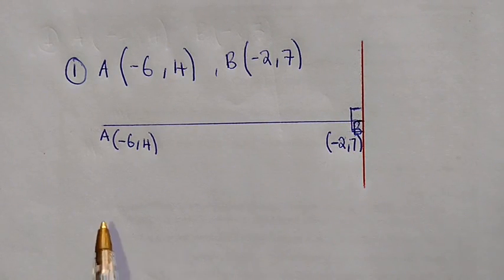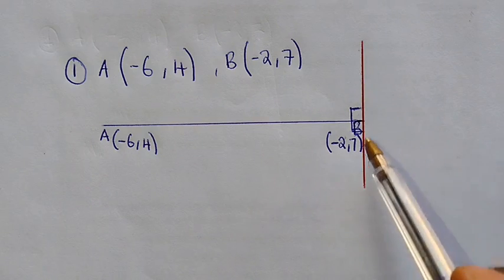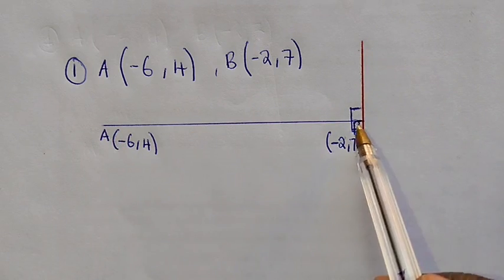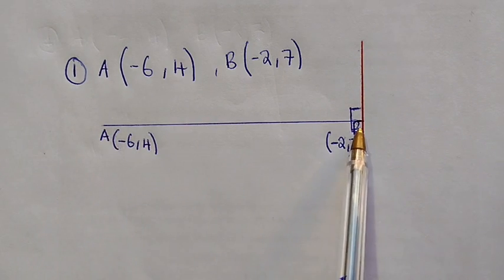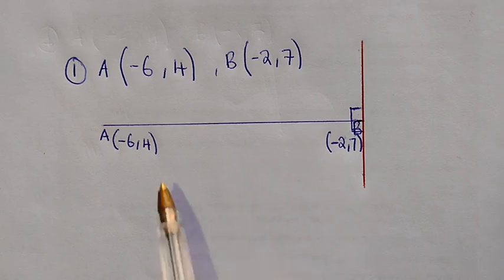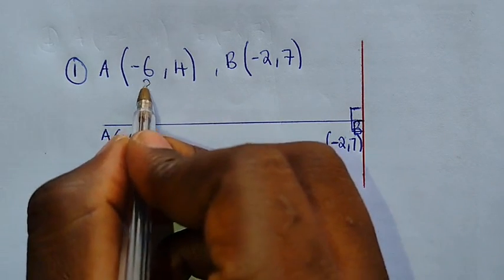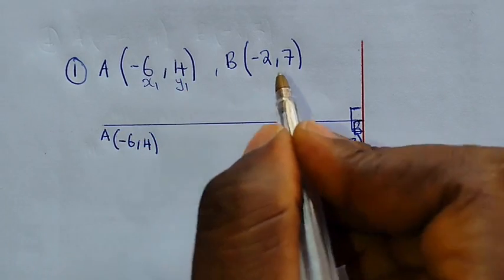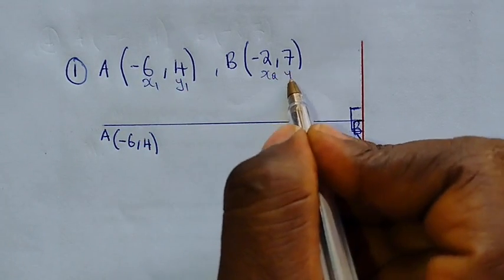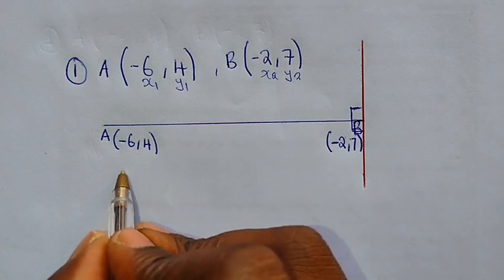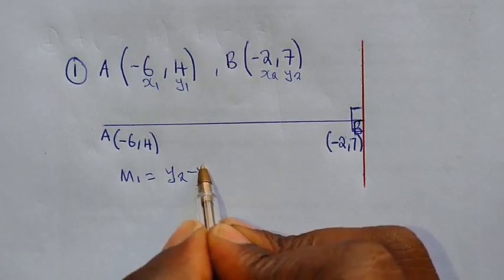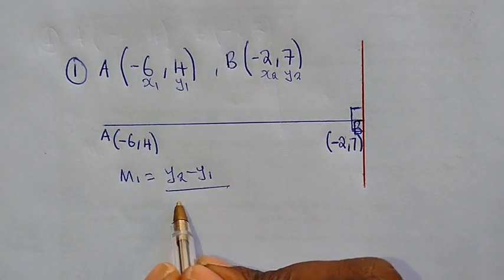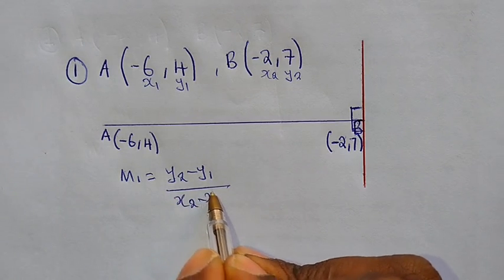Now, how can we find the equation of this perpendicular line to the line AB? First thing, find the gradient of line AB. That is gradient 1. So let us rename our coordinates. This will be x1, y1, x2, y2. So gradient 1, you say m1 is equal to y2 minus y1 over x2 minus x1.